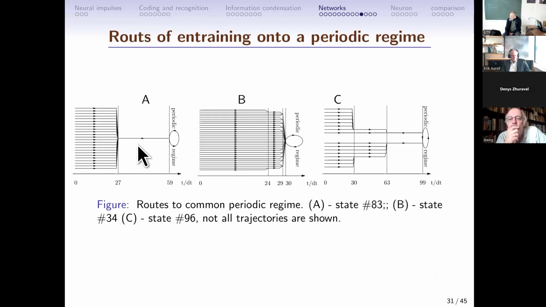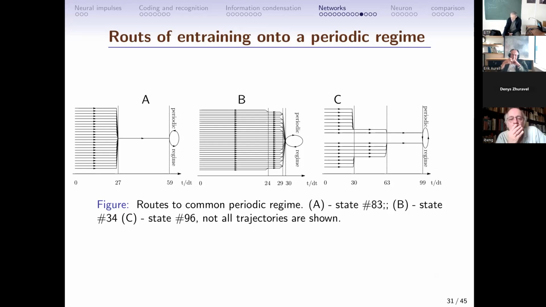And here we see the routes of trajectories entraining onto the periodic regime. They can merge into a single one before they get onto the periodic regime, or they can merge at the moment they get onto the periodic regime, and also they can merge some time earlier and jump onto the cycle in several different points. These are the routes, only 3 from the many possible.